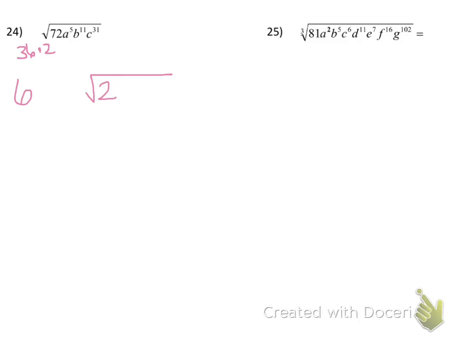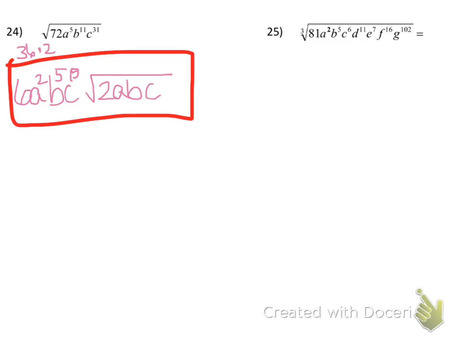So again, 72 is 36 times 2. The square root of 36 is 6. The 2 must stay in. Take care of our a's, our b's, and our c's. Go ahead and try that very last example.